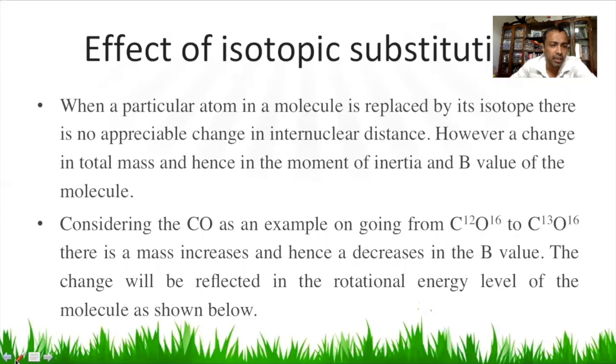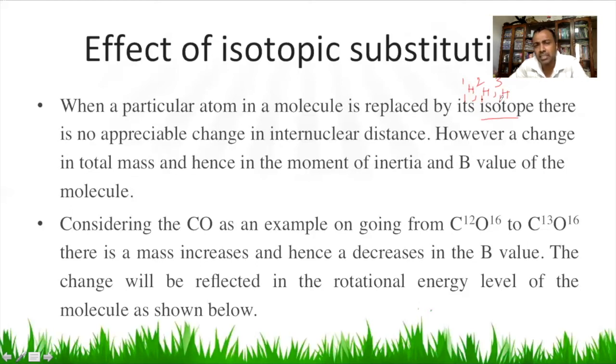So when a particular atom in a molecule is replaced by its isotopes, isotopes have the same atomic number but a different mass number. For example, hydrogen-1 is called protium, hydrogen-2 is called deuterium, and hydrogen-3 is called tritium. These are the three isotopes of hydrogen. Similarly, carbon has C12 and C13, and fluorine has F18, F19, etc. These are some of the isotopes.